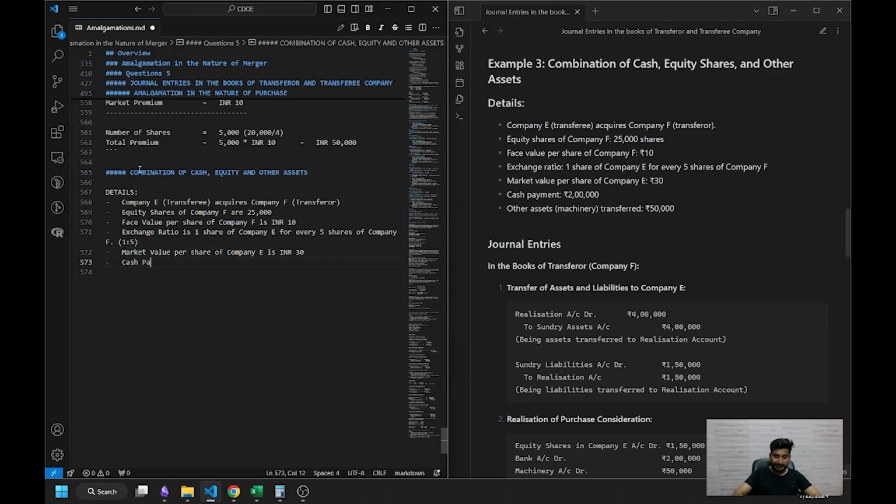The cash payments are rupees 2 lakhs and the other assets like machinery transferred is rupees 50,000. So this is it. Now here, talking about the journal entries, let us dive through the solution.